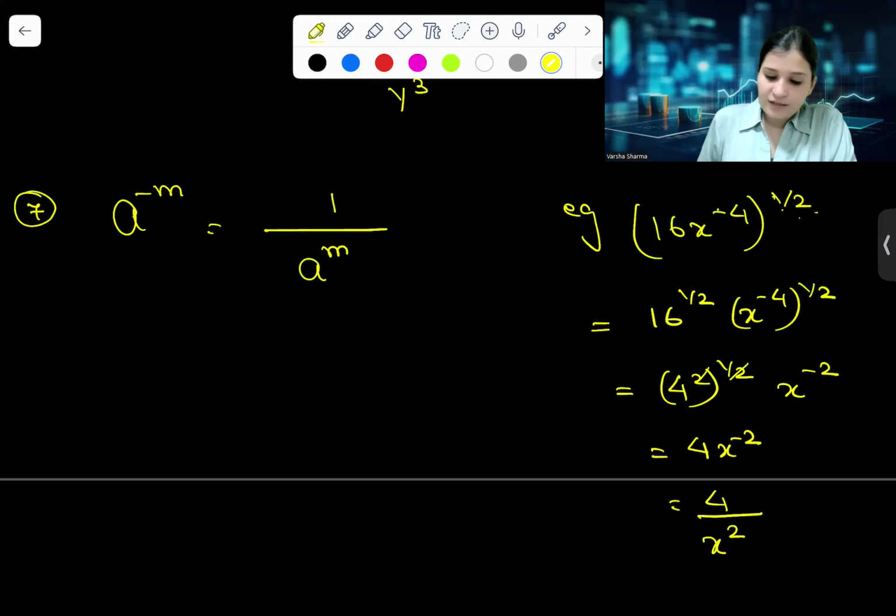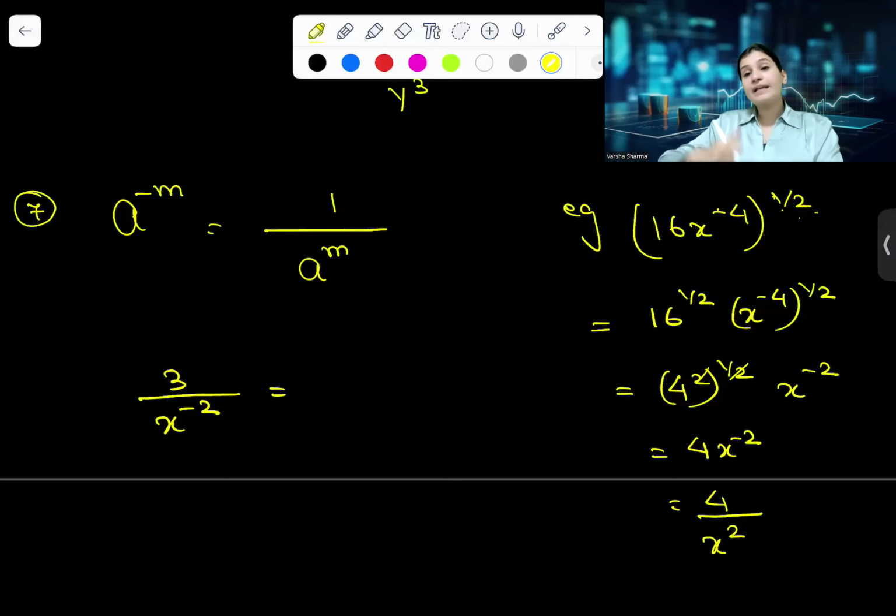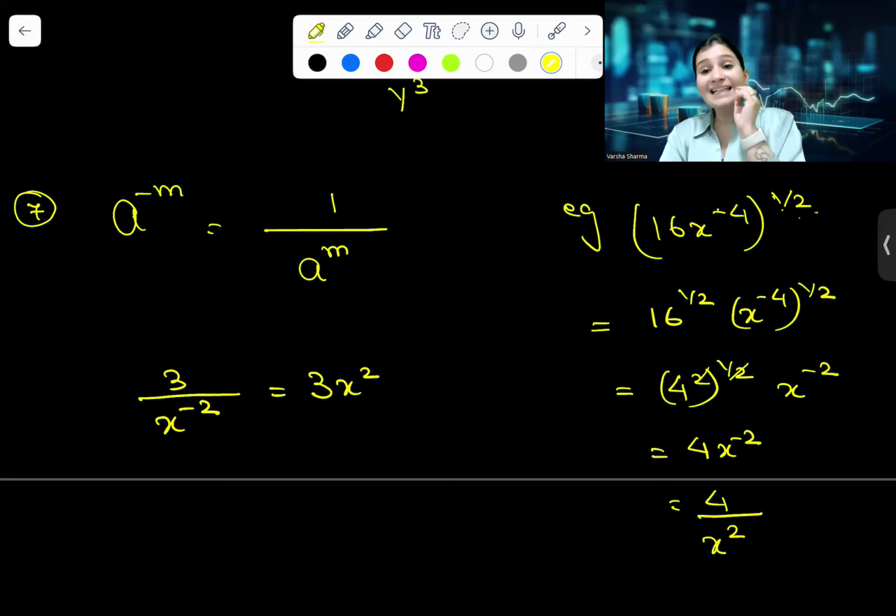It could have been the other way around also. If you had 3 by x power minus 2, the power is negative. I can bring it to the numerator and make the power positive. So it will become 3x square. So whenever you shift a number from numerator to denominator or vice versa, only the sign of the power changes, nothing else. Clear?